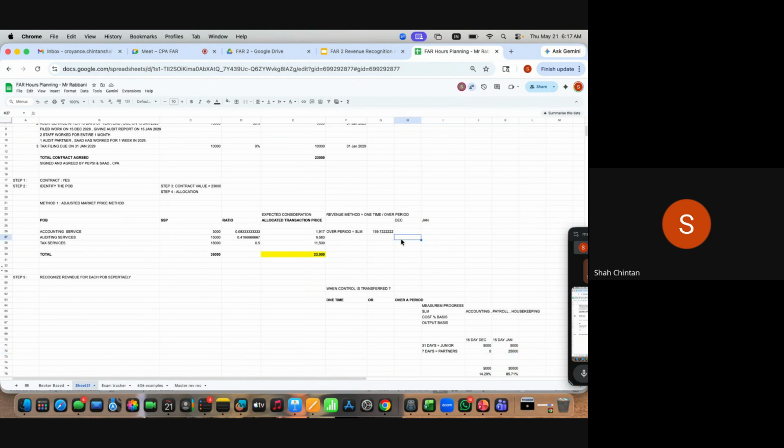So now how much revenue can you attribute? The auditing service contract value is 9583. You have completed around 14% of work in December, and around 86% of work in January. So if you are using cost as the input basis, then you can recognize 1369 revenue in the month of December and 8214 in the month of January. So this is your cost input basis method.